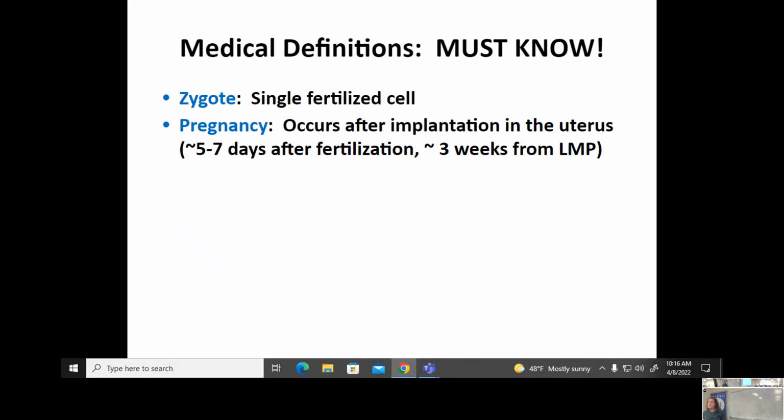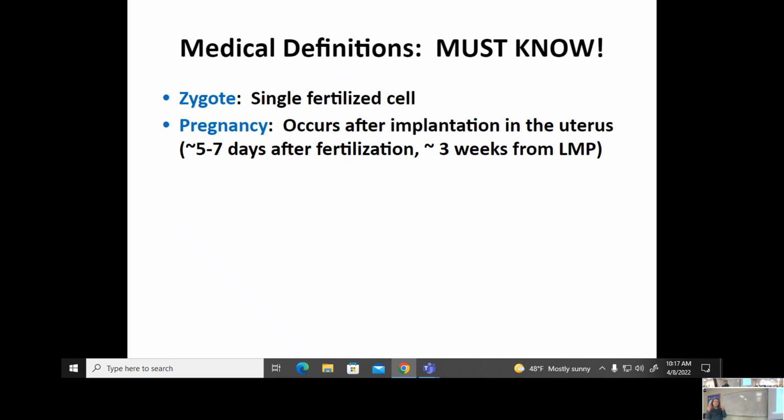This was strange to me when I first learned this concept, because I had kind of thought, okay, when you have fertilization, you're pregnant. You have a new cell combo, you have a new being. But because we cannot detect that a person is pregnant until implantation and until the hormone surge, the medical definition of pregnant is that there's been an implantation. That's an important definition to know also.